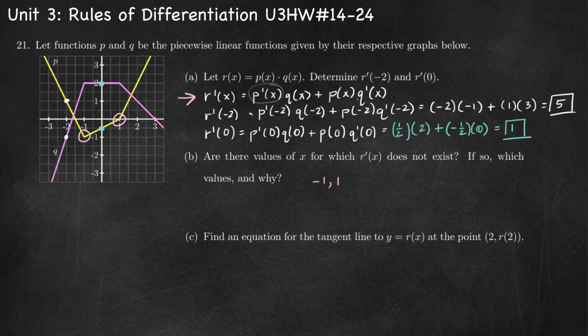And then we also have, as part of r prime, q prime of x over here. So wherever q prime of x doesn't exist, then r prime won't exist. And q prime does not exist here at -1, and here at 1. So those are the same corner points for p and q.